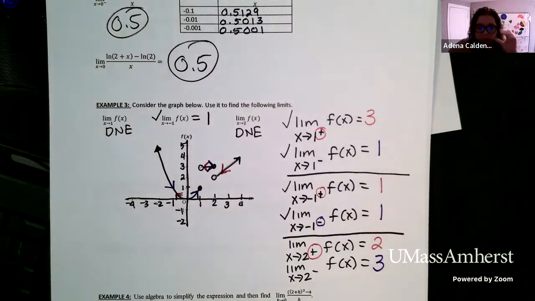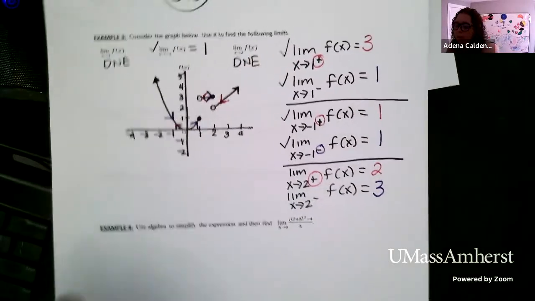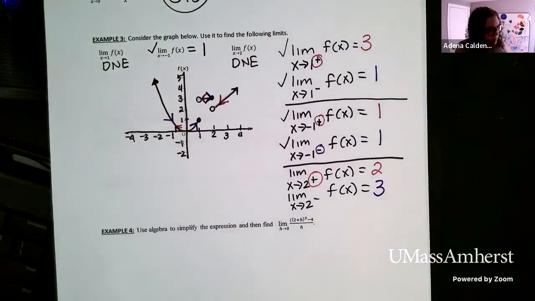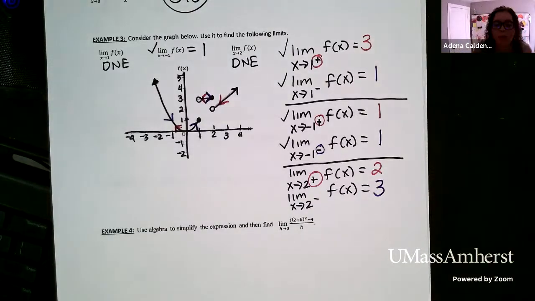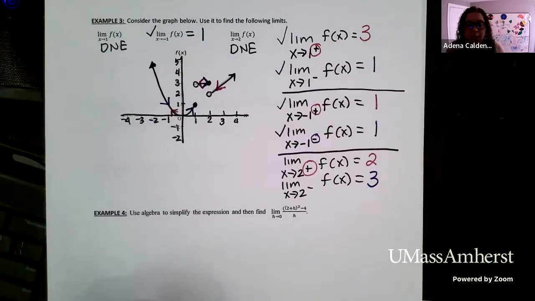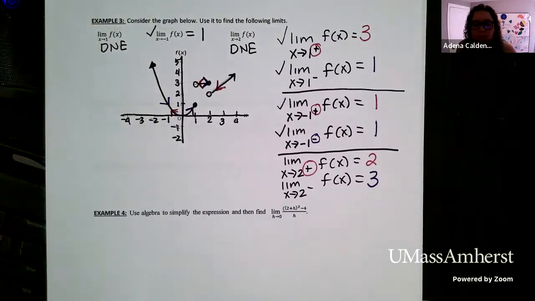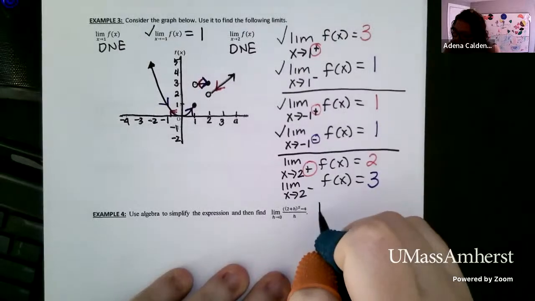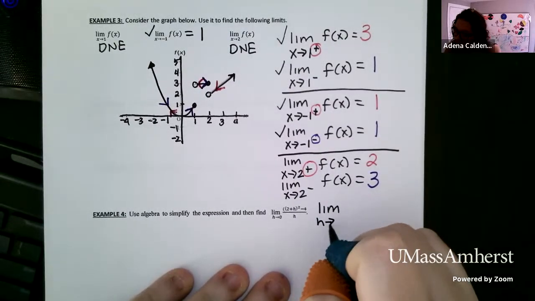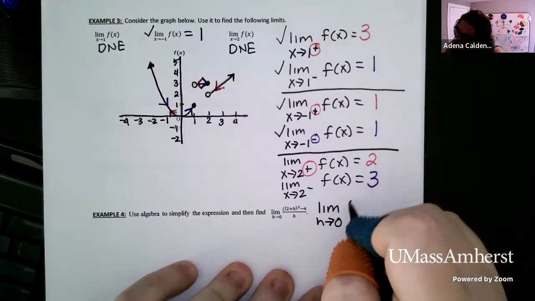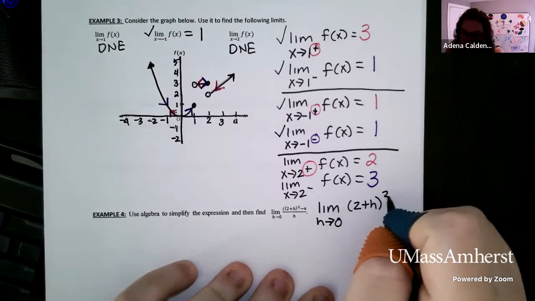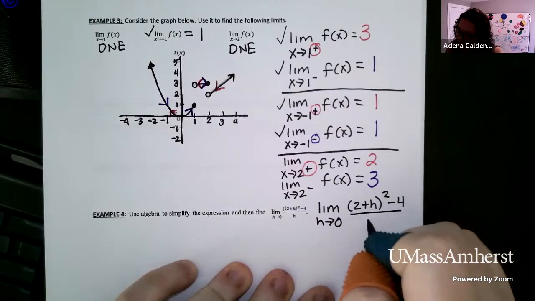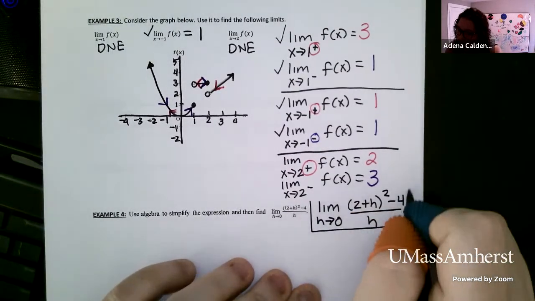Okay. Now, one other thing that I wanted to show you is that when you are doing limits algebraically, like we did in the examples prior to this, one thing that you can do is simplify algebraically before you do the limit. You do not have to. This is an option. So I'm just going to write this a little bit bigger. So the limit as h goes to 0 of (2 plus h) squared minus 4 over h. Okay, so this is the function we're looking at.